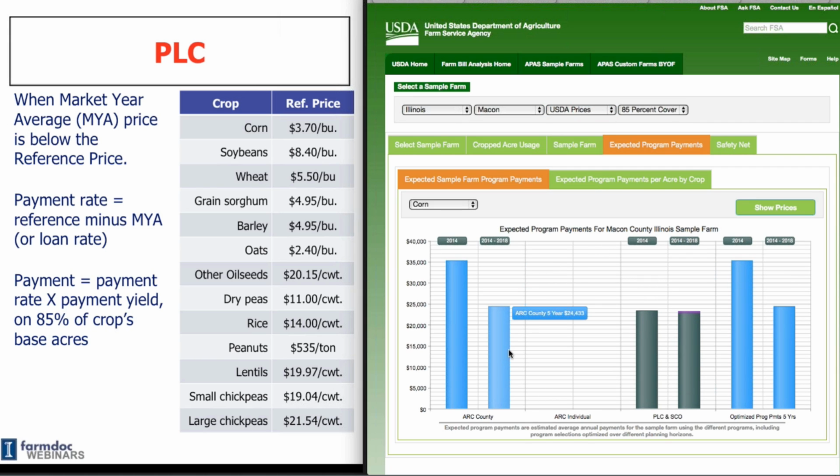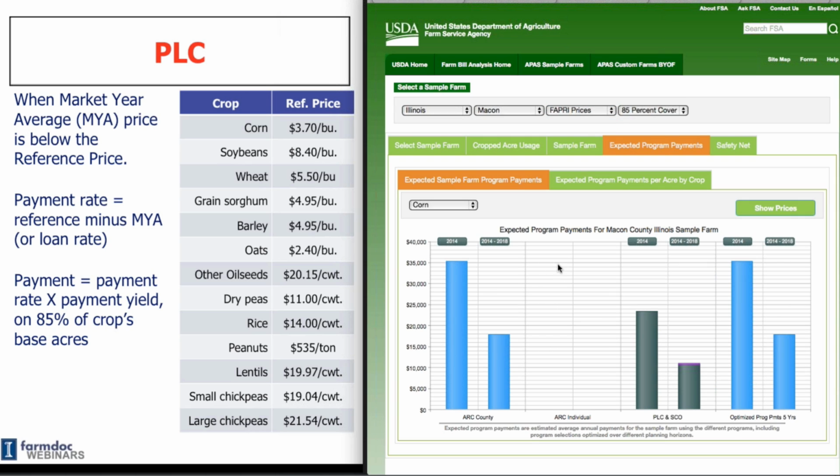You can see here on a 5-year basis, PLC now comes much closer. And then if we go to FAPRE prices, you'll see where we're at on FAPRE prices. The program choice decision is going to have to be made by March 31st. We would suggest waiting because, in particular, you're going to know.